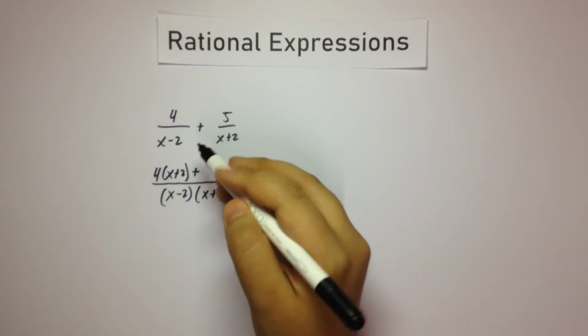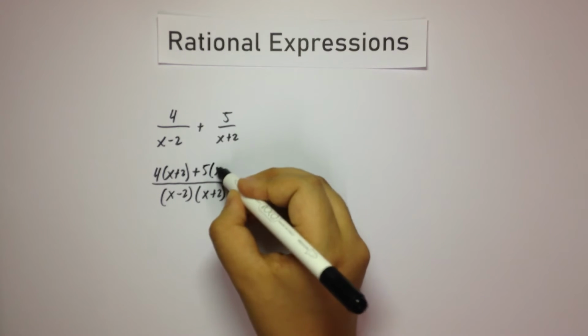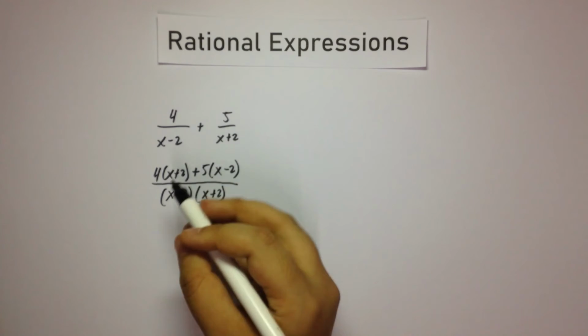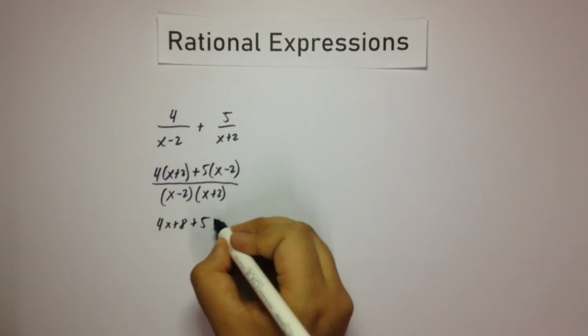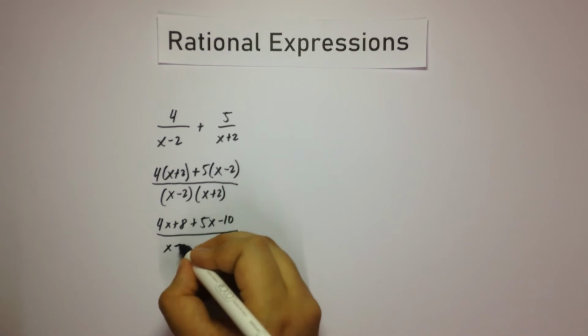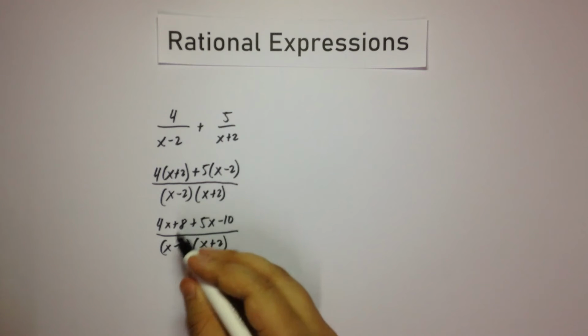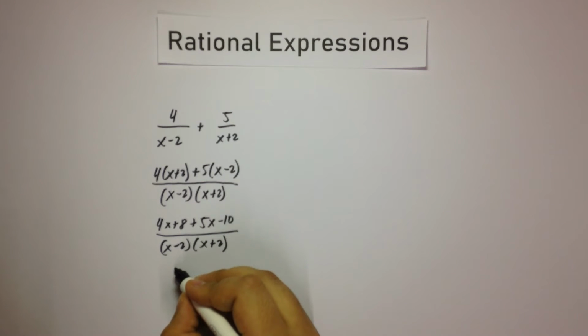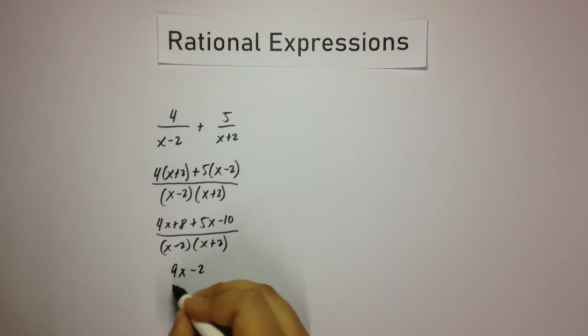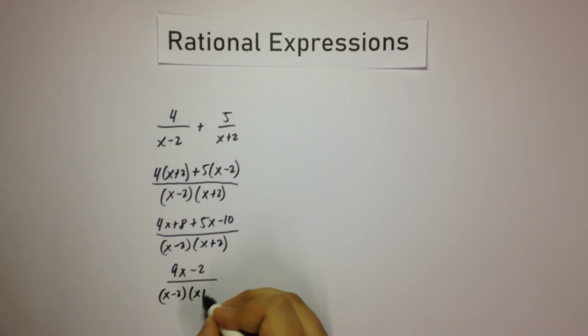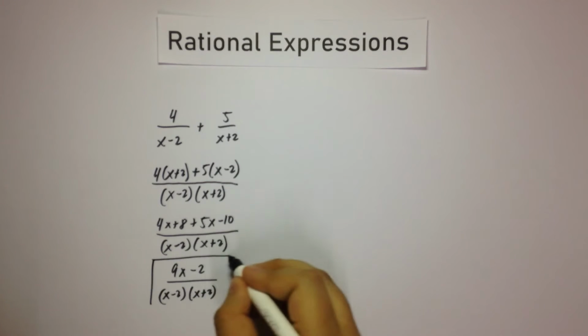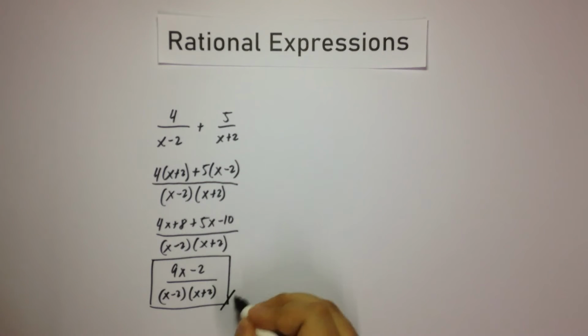And x minus 2 multiplied by 5 over here. So let's distribute it. 4x plus 8 plus 5x minus 10 over x minus 2 and x plus 2. Add like terms, it would become 9x minus 2 over x minus 2 and x plus 2. This would be our final answer.